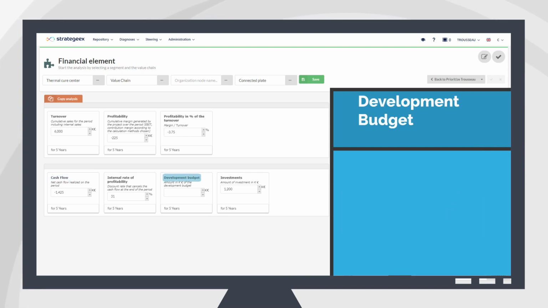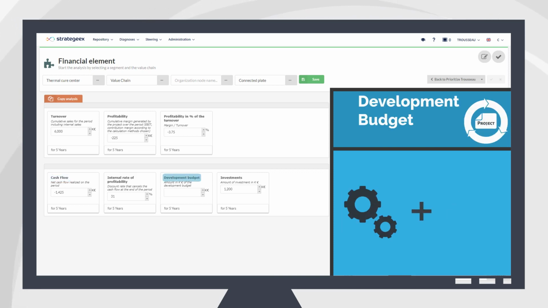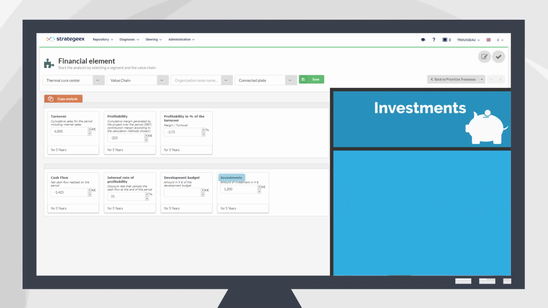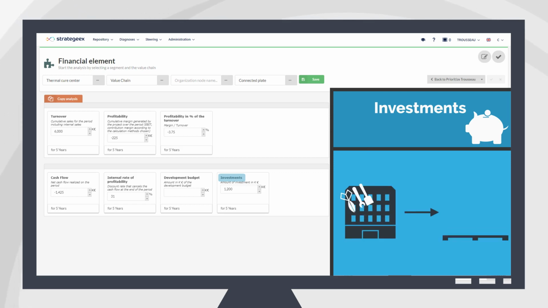The development budget is the expenses for R&D and product development. And the investment. In general, these are the material resources, machines, tools, buildings, that the company must invest to produce the products it sells.